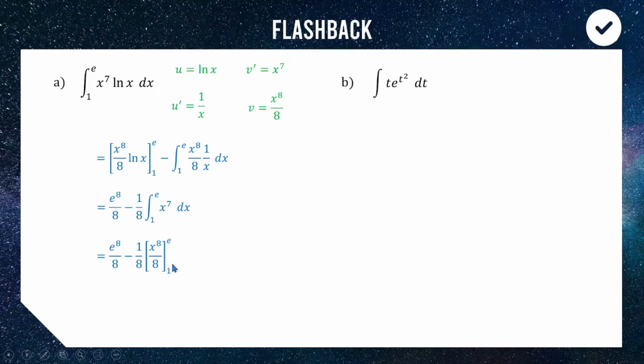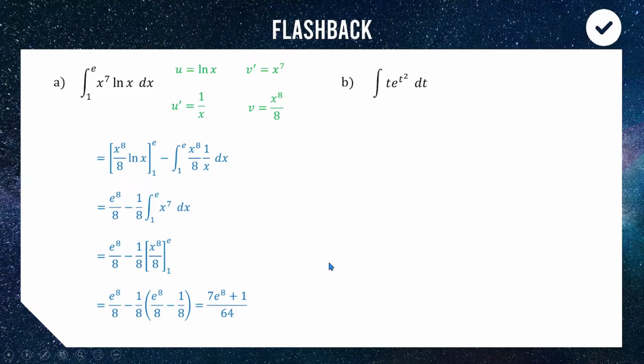Now we just sub in the numbers, and we end up with e to the 8 over 8 minus 1 over 8. When we expand everything and fully simplify it as one fraction, we end up with something along the lines of 7e to the 8 plus 1 over 64 as our final answer.